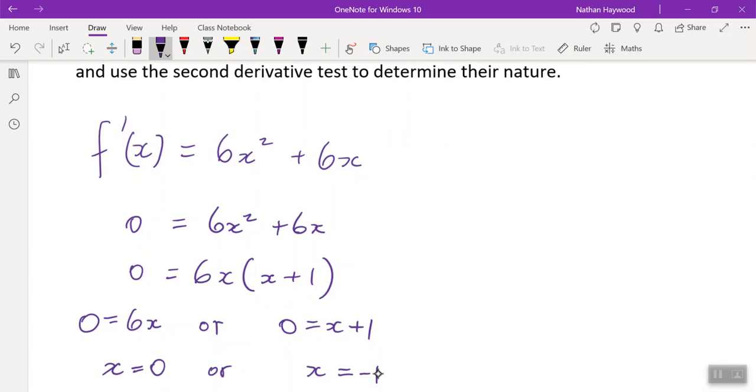Another way to do it is to bring the 6x over like this, and then divide by 6x on both sides. But that only tells you one of the stationary points, right? So you would have to remember that you could also sub in x equals 0 to get the other answer. So what's the next step?